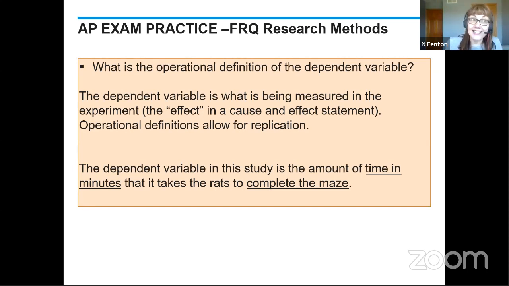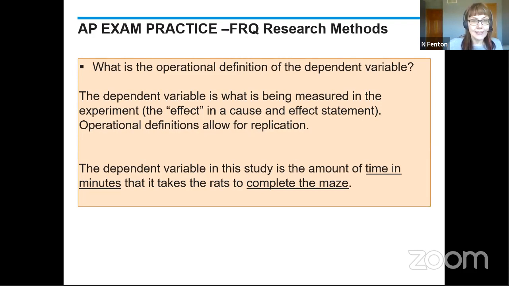Unfortunately, just saying dancing better is not operationally defined. In order for it to score, you need to actually indicate how that would be measured, be very, very specific. So if the question prompt just asks you for the dependent variable, you should still always operationalize it. And operational definitions of the dependent variable are critical for replication, and it is really important that you write it in a way that is completely measurable.